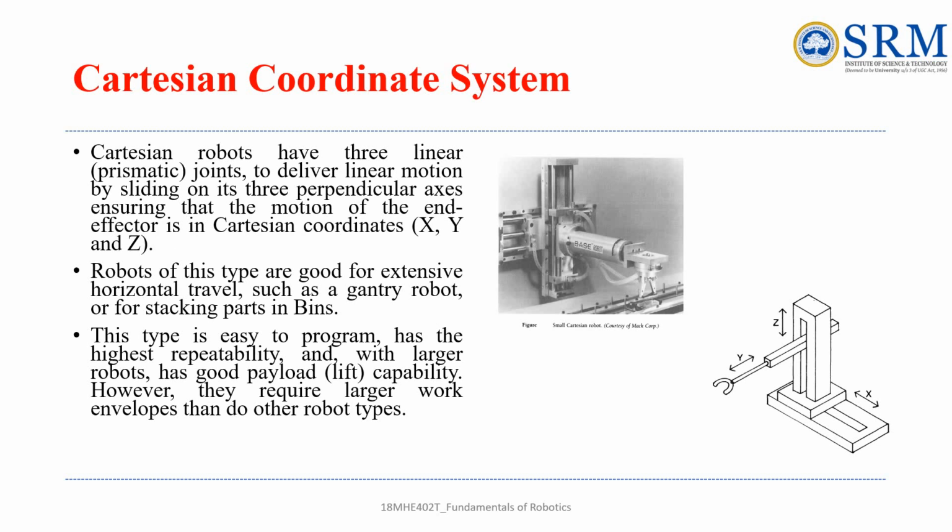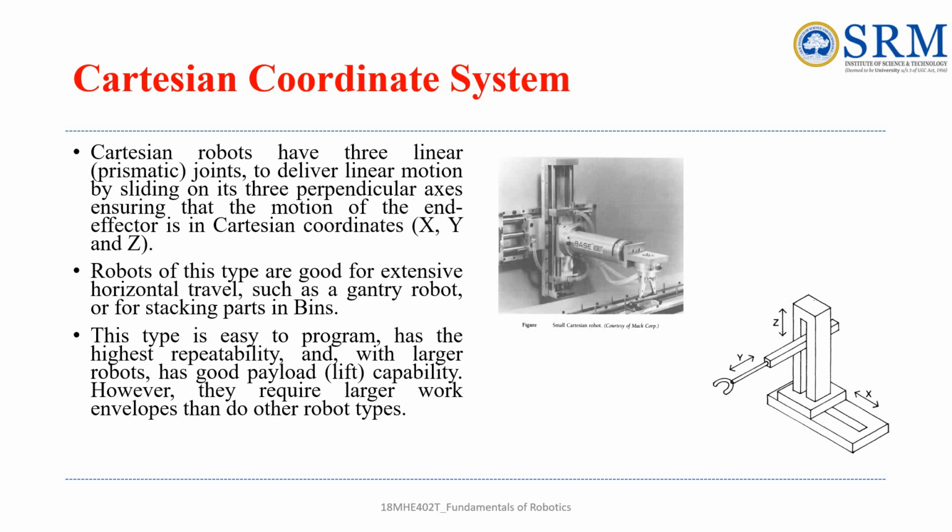Already we have seen the configuration. We'll just see the overview of this Cartesian coordinate system. So these Cartesian robots have three joints that move in a straight line, allowing them to go up and down, left and right, and forward and backward. Okay, this is handy for tasks like moving things around horizontally or stacking objects in bins. These robots are easy to program, can do the same task repeatedly very precisely, and can lift heavy things. Okay, but they need more space to work compared to some other types of robots.